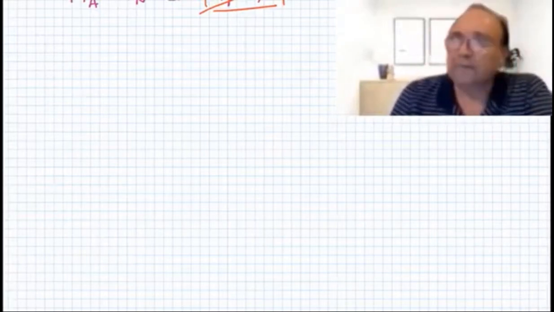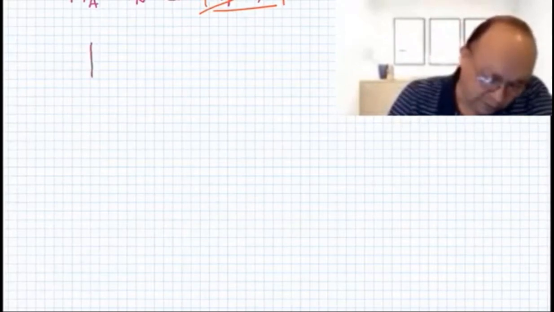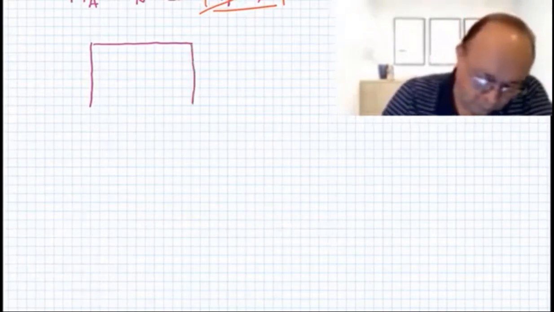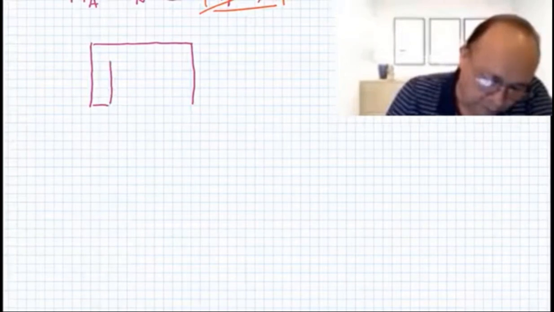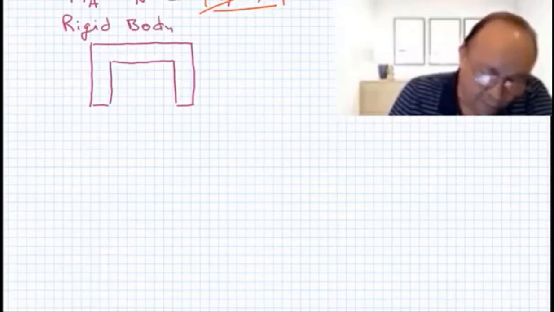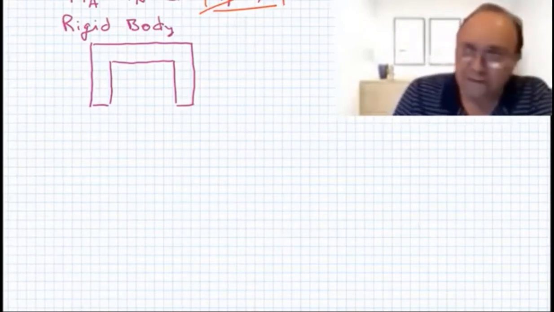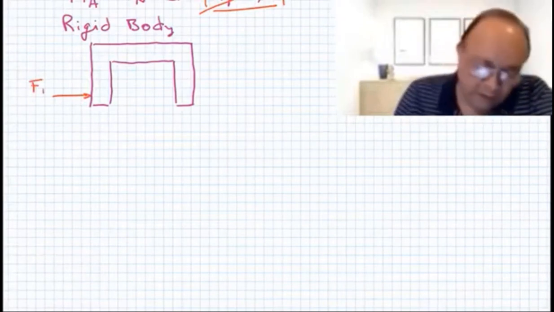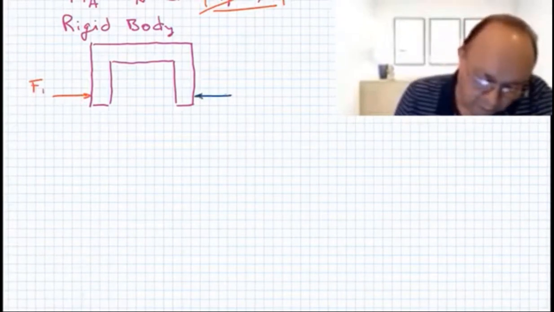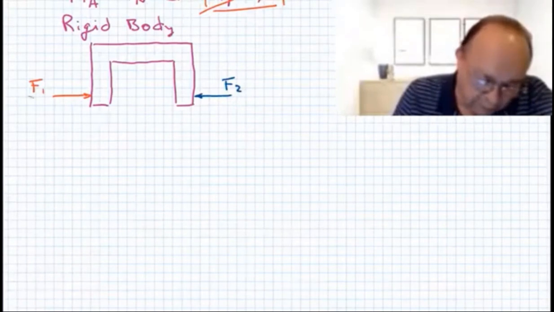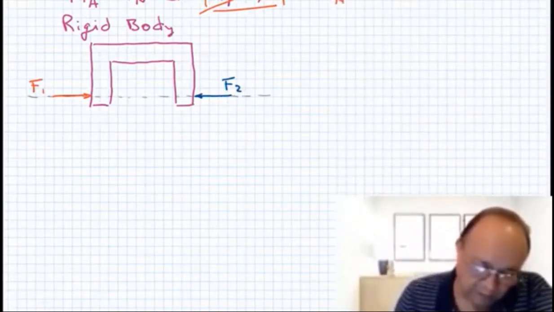Let me do a drawing here. Let's say we have something like this, a rigid body, and you have a force applied here, let's call it F1, and another force F2 applied here. And this is the line of action of the force. These two forces go through the same line of action.